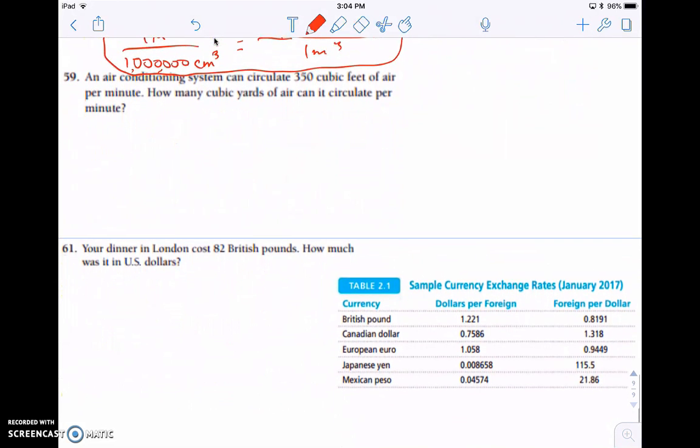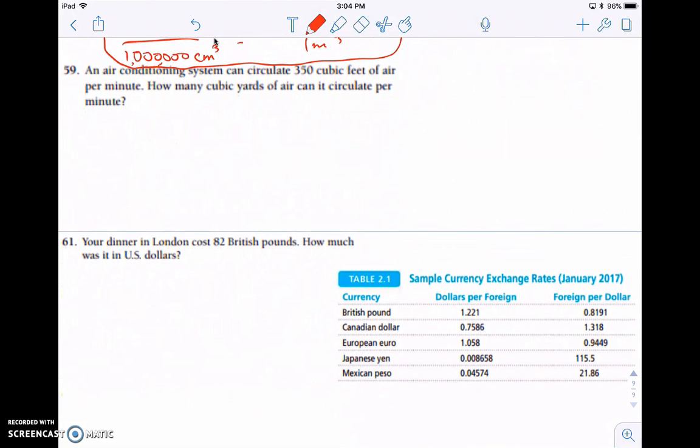Okay, the next question we've got, so 2 more and then we're done. We have an air conditioning system that can circulate 300 cubic feet of air per minute. When you see that word per, that is referencing the idea of division or a ratio. So I'm going to write that down. We have 300 cubic feet, or feet cubed, for every 1 minute.